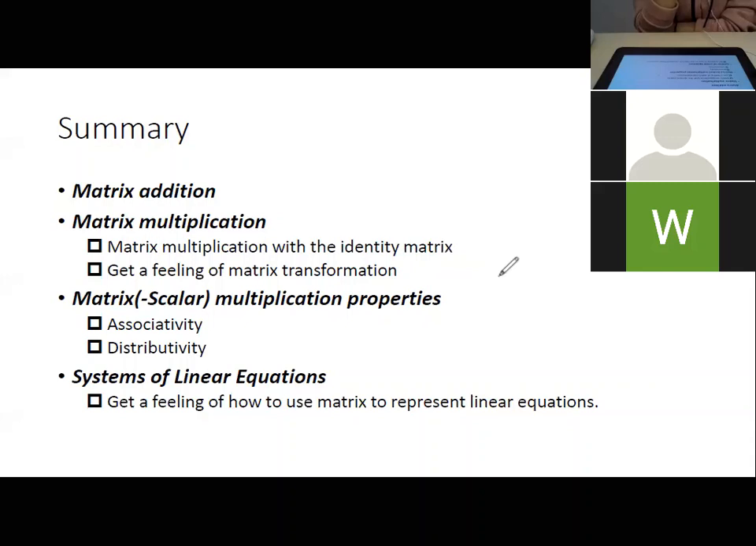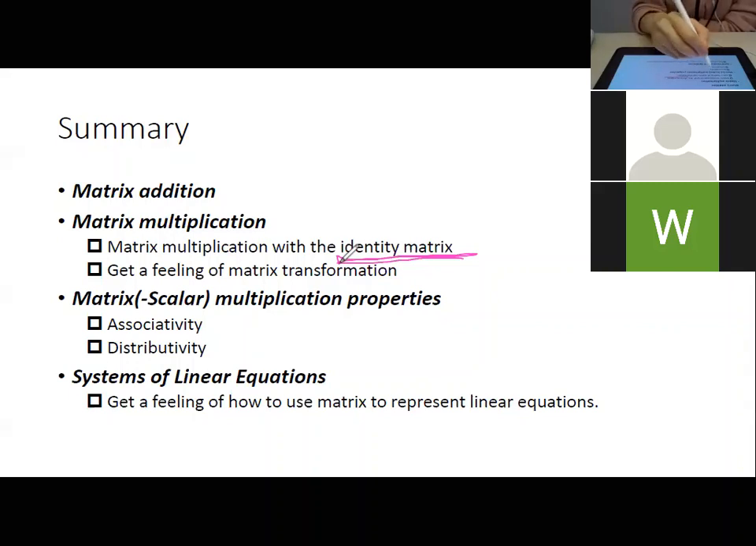The second is matrix multiplication. Again, we need to check the size, predict the size of the final result, and know exactly how to do the calculation. We have learned a special case, the identity matrix. If we multiply by the identity matrix, we do not need to do the regular calculation. We can get the answer directly.